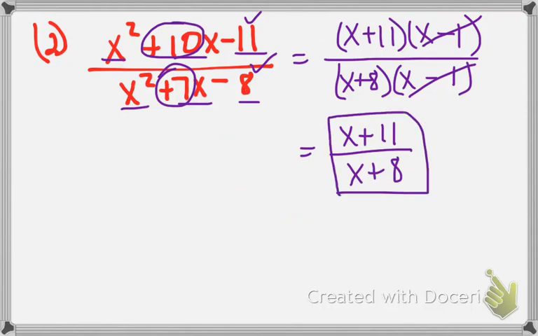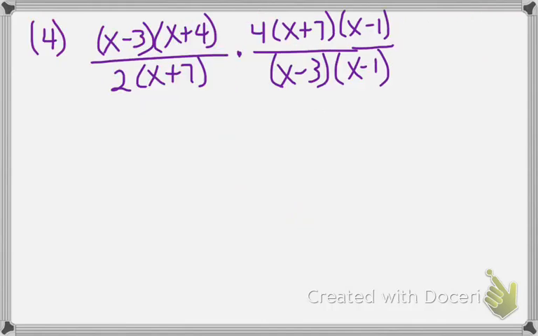And now we're going to skip number 3, so you need to do number 3 on your own. For problem number 4, now we're multiplying. Multiplying and simplifying are almost the exact same thing. The only difference is that now we have 2 numerators and 2 denominators. So in this problem, we usually would factor first, but this problem is already factored. So I can go ahead and immediately look for things that will cancel.